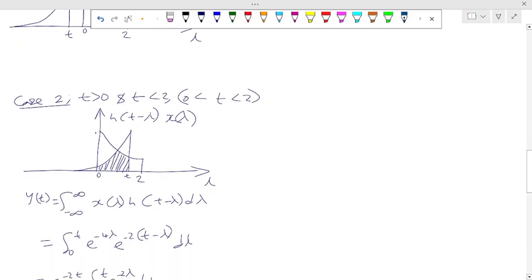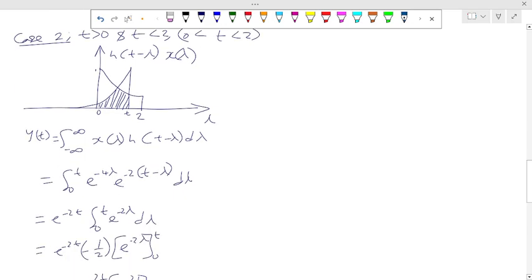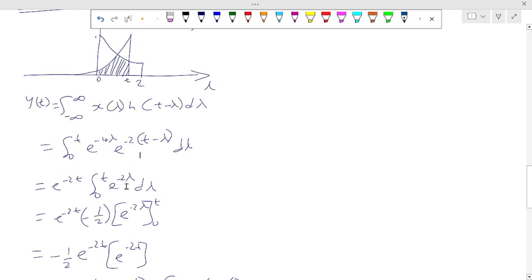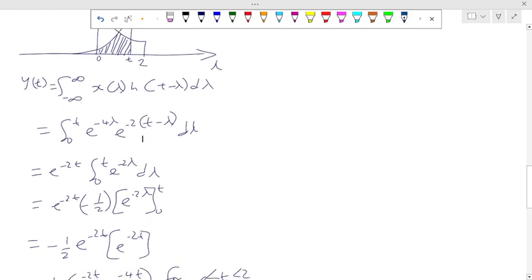So in this case, the integral from negative infinity to positive infinity will change to 0 to t. I mean from 0 to t. So that's what we have in 0 to t. And of course, this value and this value will be there. This is for the x of lambda, and this for what? h of t minus lambda. So we have here, of course, the lambda. We just take our integral like we did in the previous video. Let me do the simplification here to make things easy.